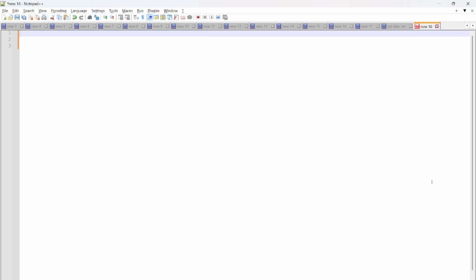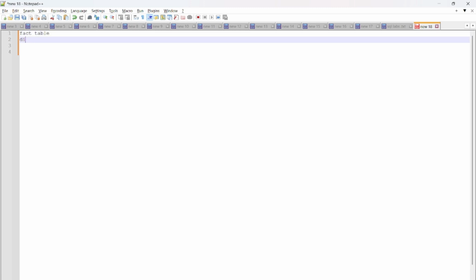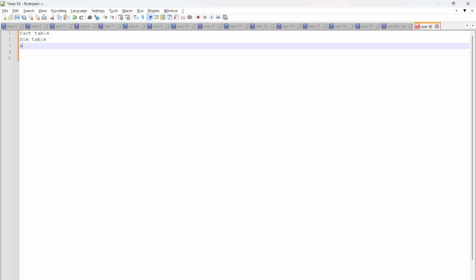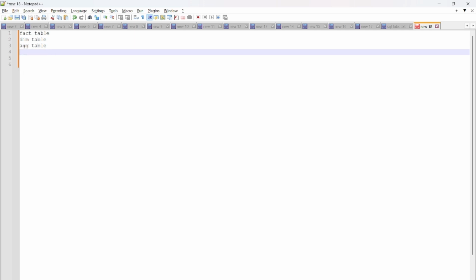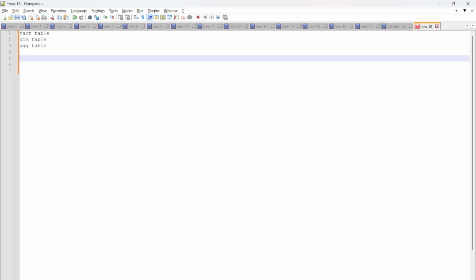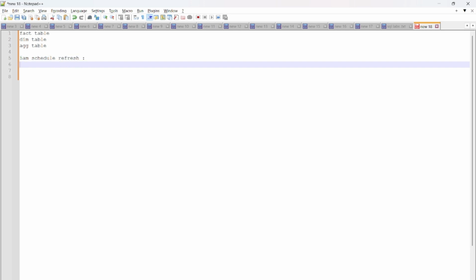Hi everyone. Today I'm going to give one interview question on table level. Say for example, I have a fact table, a dimension table, and an aggregated table. Daily at 5 a.m. I have a schedule refresh. So how will the data be loaded? My question is, which table will the data be loaded into first?